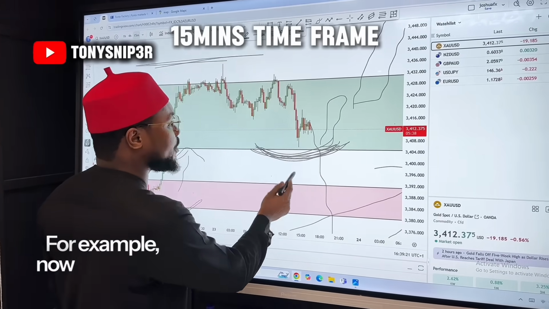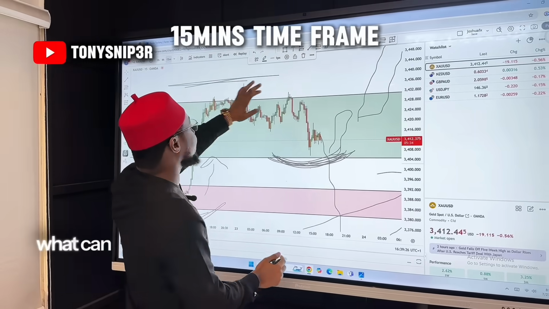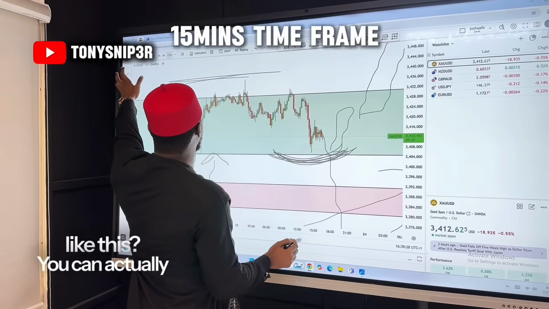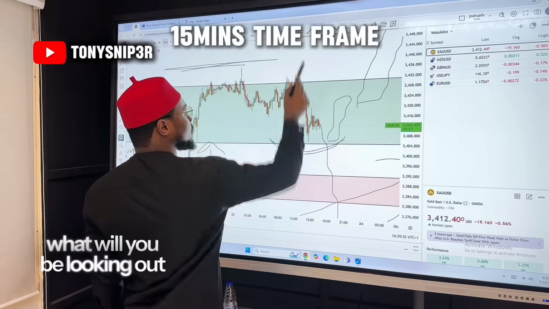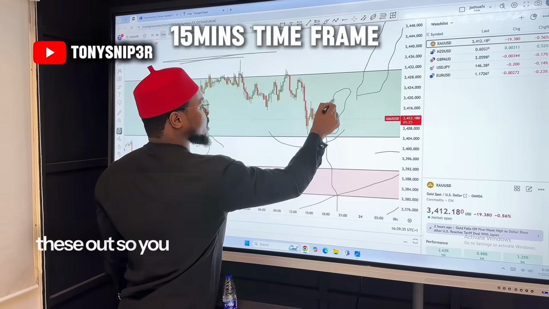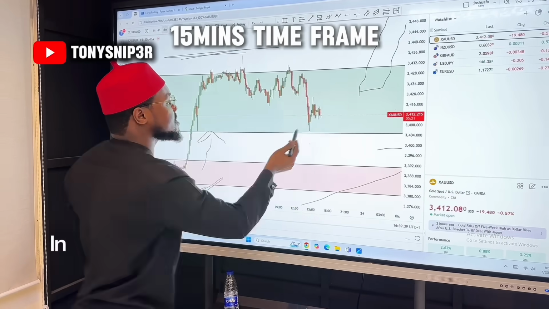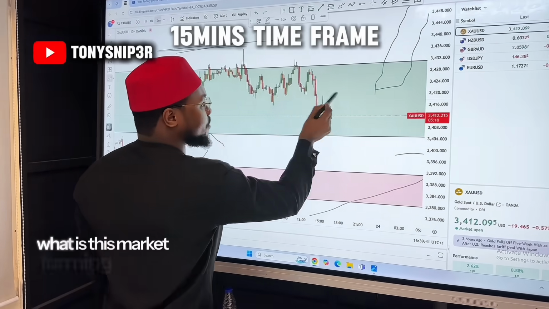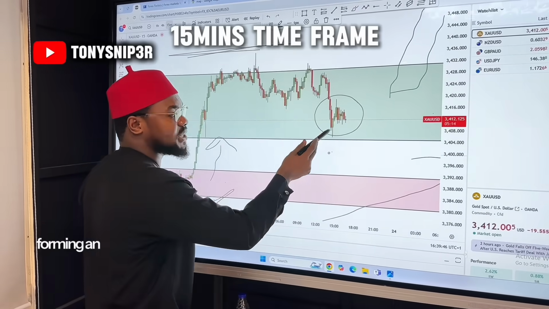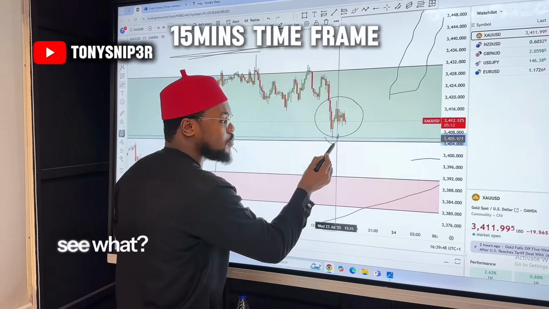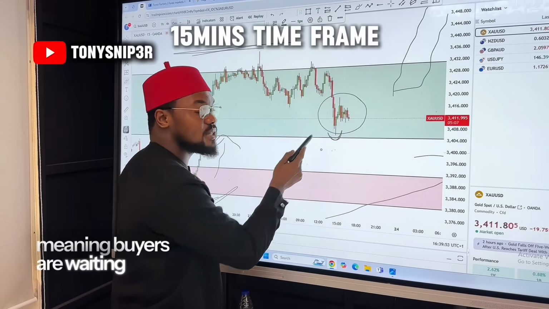Okay, for example, a trade like this. Since the market is actually showing exhaustion, what can you do in a situation like this? You can actually be looking for more sell. In situations like this, what will you be looking out for? Let me take all these out so you can actually see them clearly. Good. In situations like this, what's this market forming here? This market is currently forming an exhaustion. But the fact that this market is forming an exhaustion, we can actually see what? We can actually see a huge momentum here, meaning buyers are waiting here.